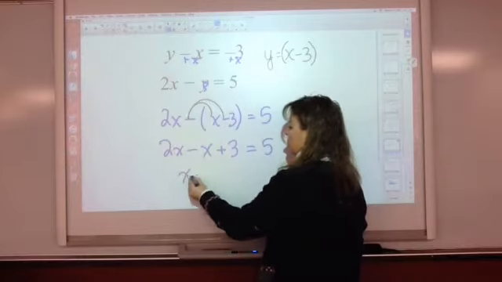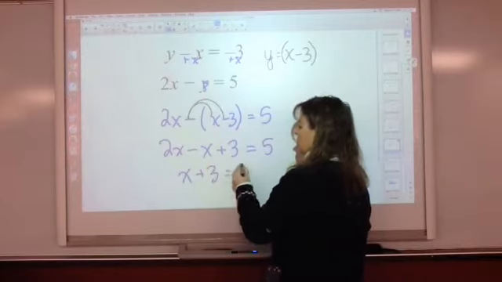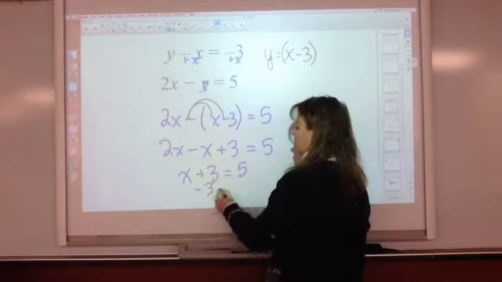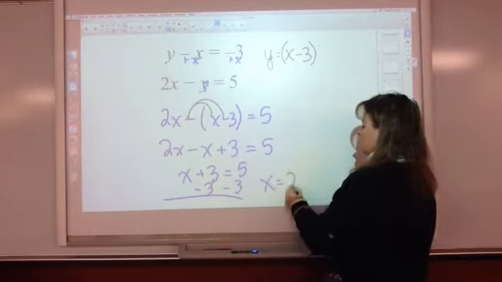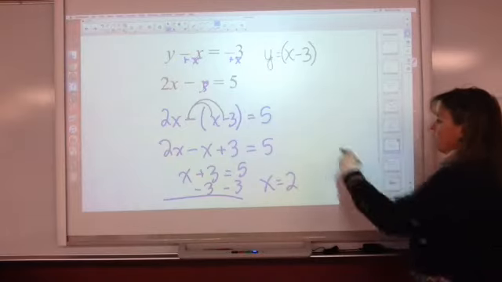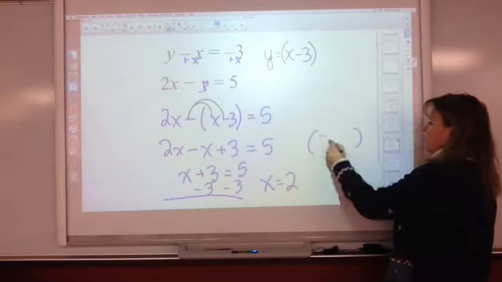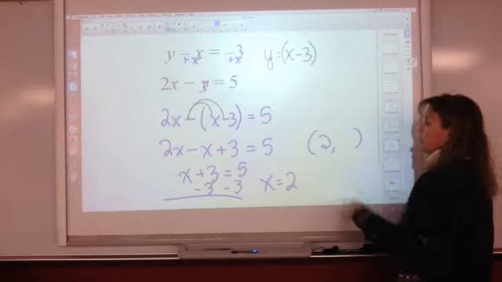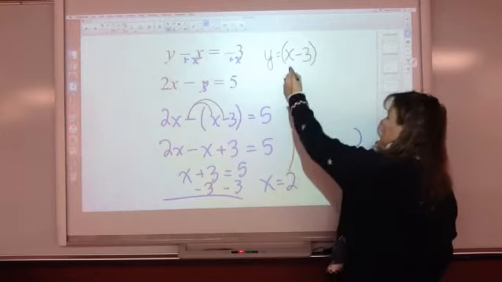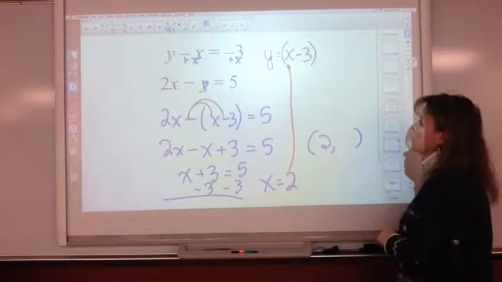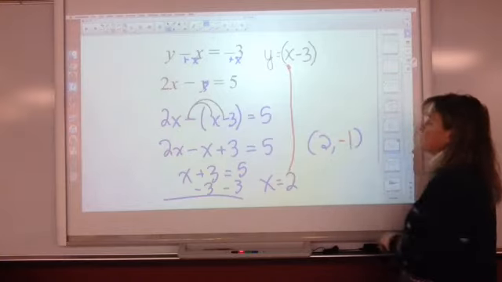2x minus x is x. Plus 3 equals 5. And minus 3 from both sides, you get x equals 2. Go ahead and put that in your ordered pair right away. Now we're back to the front because it's an x value. Plug 2 in for x. 2 minus 3 is negative 1.